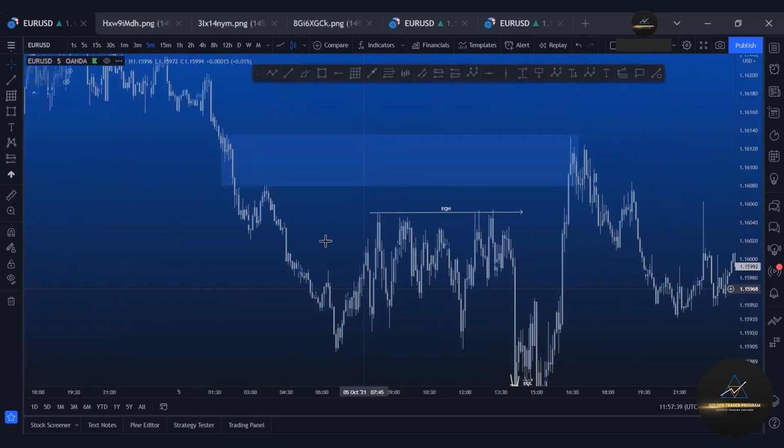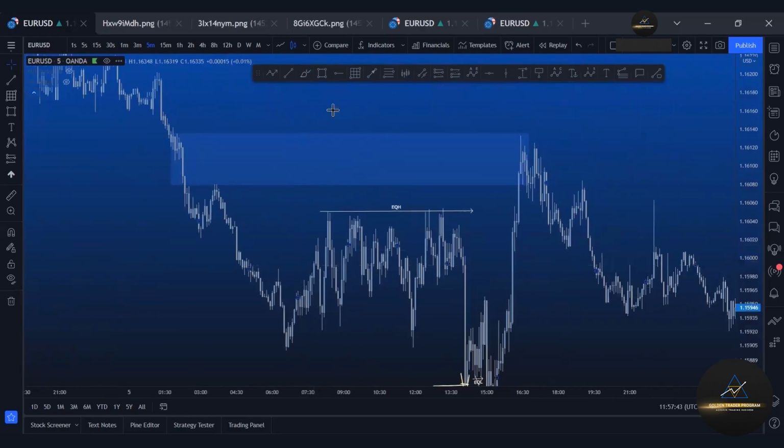This one's pretty clean. The liquidity pool is a little bit wide, something I wouldn't really take. And the reason it's wide is because the equal highs are wide. There's big distance between them. When they're really small, such as this, then the liquidity pool will be a lot thinner.